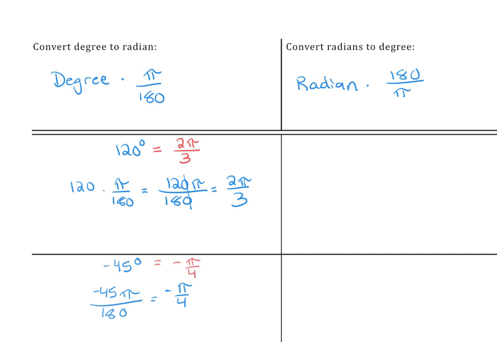And then to go the other way, let's say we have 5 pi over 6 radians. To change it back to degrees, times 180 over pi. So the pi's will always cancel. And then if you look here, we could simplify that down to 30, and 5 times 30 is 150 degrees.